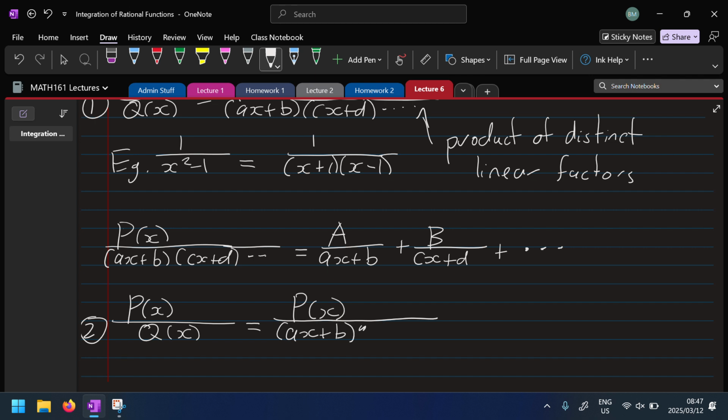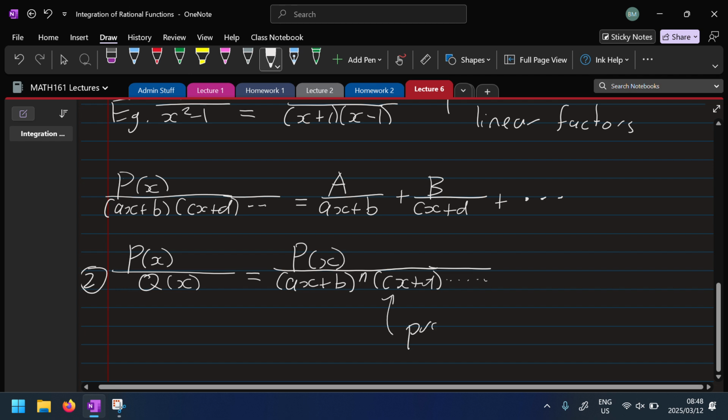(ax plus b) to the n. If we've got 2 of them, then it's squared. If we've got 3 of them, it's cubed, however many. So we've got some number of them repeated, and then the rest are just like we had in case 1. So then the rest will be cx plus d, and so on. The rest stay the same. So one of those factors is repeated some number of times. So you might have (x plus 1) squared. We got 2 of them, so we count it as repeated.